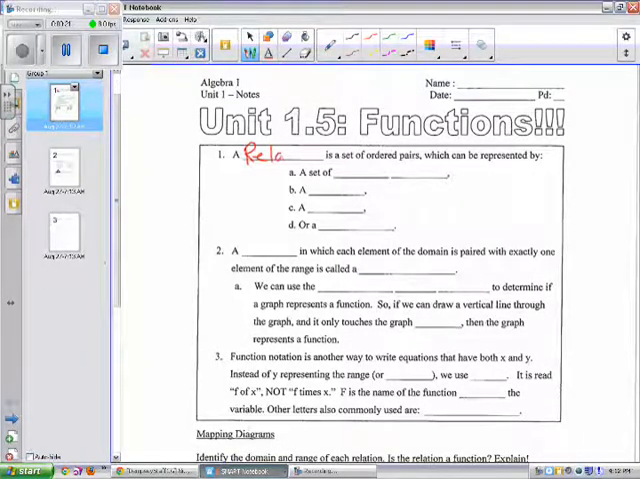So looking at Unit 1.5, if we remember back when we did our spaghetti and meatballs, we said that a relation is a set of ordered pairs, which can be represented by a set of ordered pairs. It's somewhat redundant. We could also use a table, a graph, or a map.